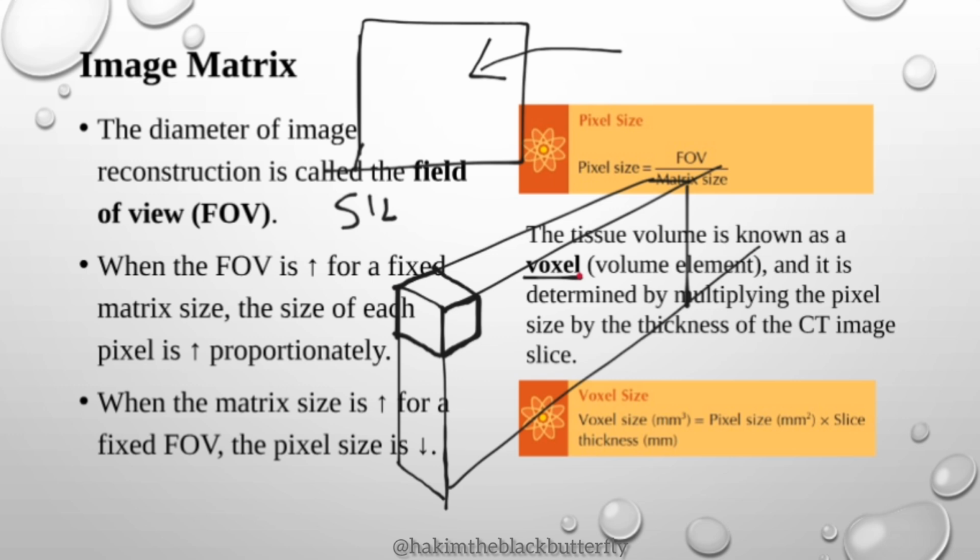So a pixel is a part of an image in 2 dimensions. A voxel is the same part of an image in 3 dimensions, because you're bringing in the thickness also.